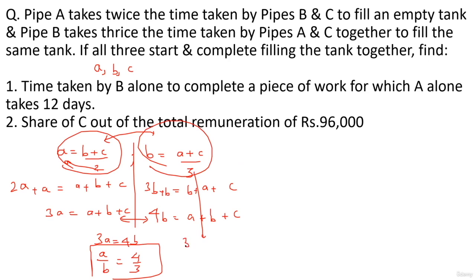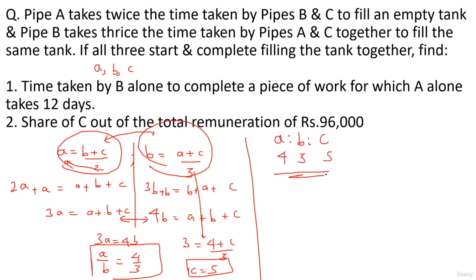I have B, which is 3, is equal to (4 plus C) divided by 3. 3 into 3 is 9, minus 4, C is equal to 5. So very clearly and very easily here you have obtained the ratio of their efficiencies, and that ratio is nothing but 4 is to 3 is to 5. Now you can solve both the questions pretty easily. Let's see how we do them.